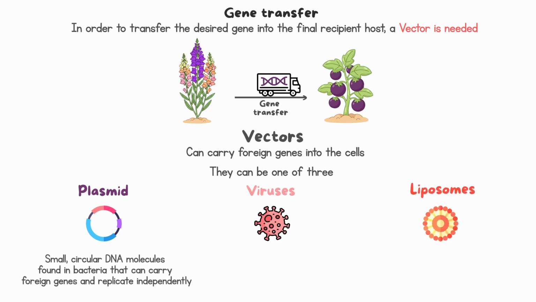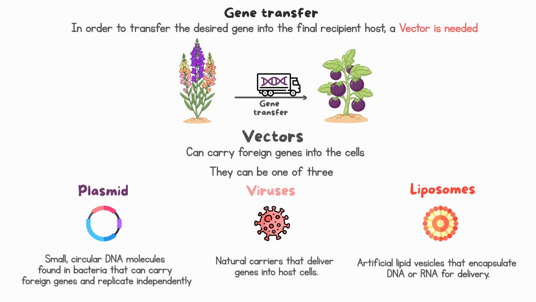Plasmids are small circular DNA molecules found in bacteria that can carry foreign genes and replicate independently, while viruses are natural carriers that deliver genes into the host cells. Liposomes are artificial lipid vesicles that encapsulate DNA or RNA for delivery. In our example, we use the plasmid vector to transfer the Snapdragon genes into tomatoes.